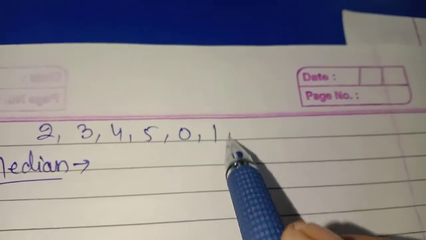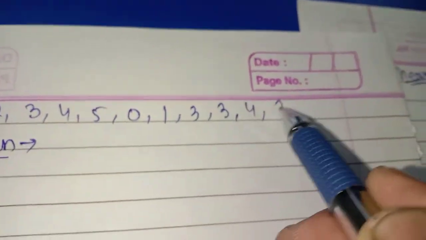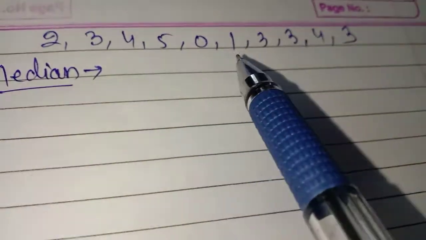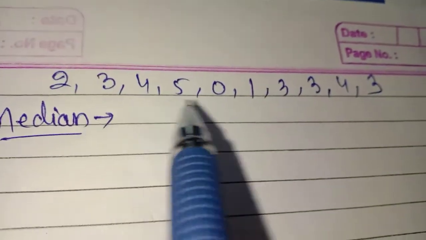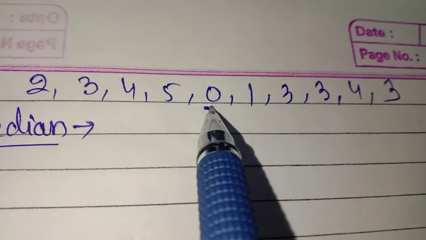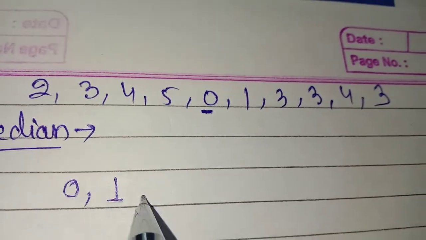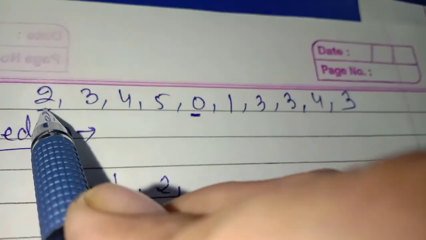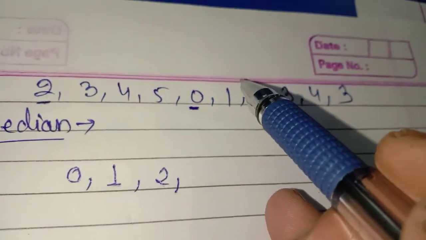Now I am going for the median. That is an important one. For median, I am writing here, for reference, the observations 2, 3, 4, 5, 0, 1, 3, 3, 4, 3. Now, as I explained to you, while finding the value of median, the observations should be arranged in proper ascending order. So the first term will be 0, then 1, 2. Please underline all the observations whatever you are writing, so you will be confirmed that you have copied down the same observations.